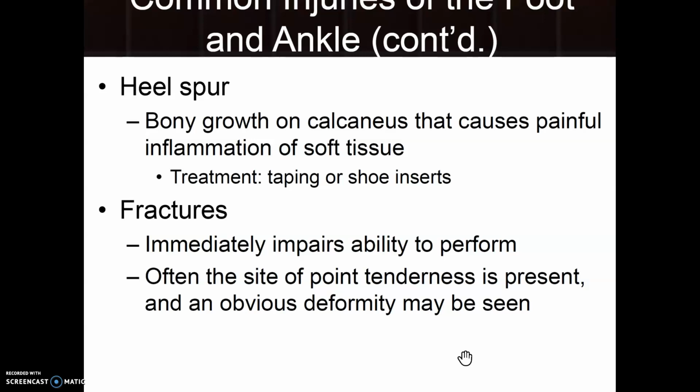Fractures can also occur at the lower leg and foot, because it's a weight-bearing part of the anatomy. There's immediate inability to perform even normal gait patterns. The site of point tenderness is generally where the fracture would be. This is a referral and determination on imaging.